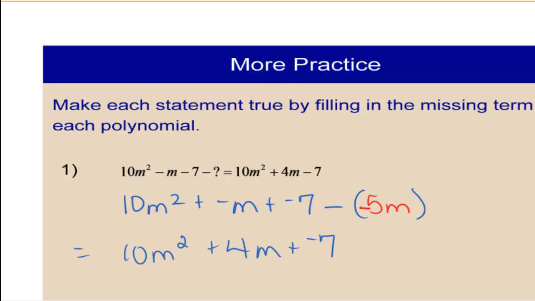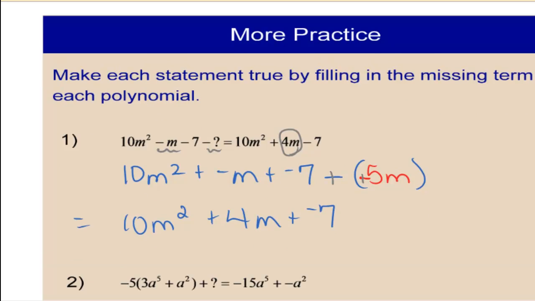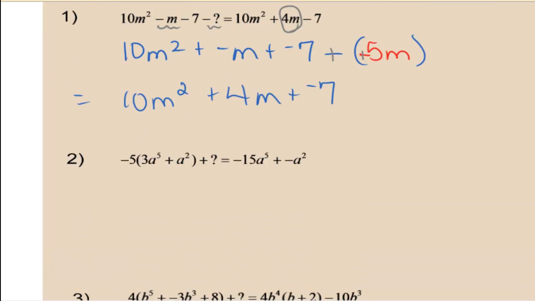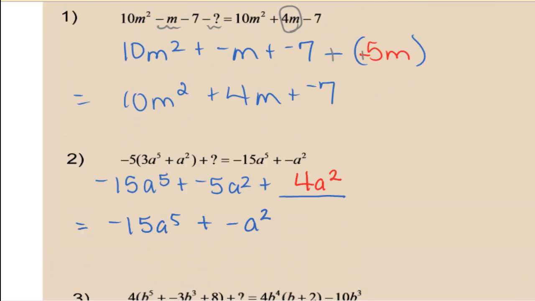Hopefully you ended up with an answer of negative 5m. So as you see here, if I come in and I change the subtraction to addition and change that negative 5 to a positive 5, 5m plus negative m gives me 4m, which is what I need to be working with, this piece and this piece, to equal that term. The negative 7 is already a negative 7, 10m squared is already 10m squared. So we have a couple more examples, just two more. Go ahead and try these and check back.